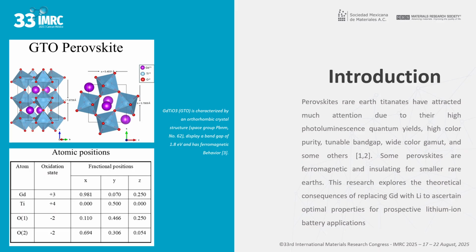Perovskite rare earth titanates are interesting because of their high photoluminescence efficiency, tunable bandgap, and high charge carrier mobility. Gadolinium titanium oxide (GTO), for example, has an orthorhombic structure, a Pbnm space group, a bandgap of 1.8 electron volts, and ferromagnetic behavior. Our goal was to see how replacing gadolinium with lithium could improve its properties for possible lithium-ion battery applications.